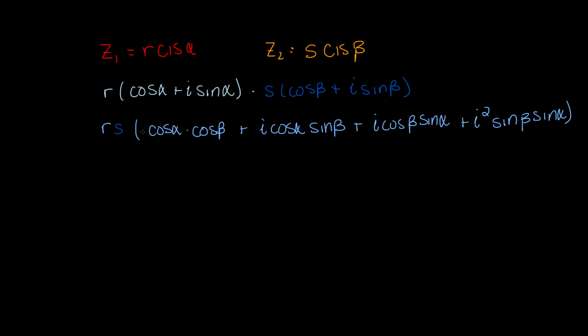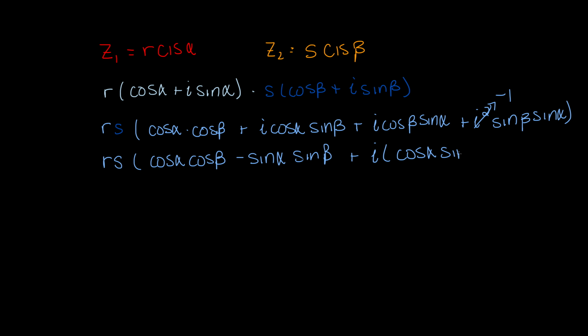So looking at this now, it looks like we have r times s cosine alpha cosine beta. Again, I'm just going to rearrange these. This is going to be a negative 1, so it's minus sine alpha sine beta. And then we have plus i, combining those two, cosine alpha sine beta plus cosine beta sine alpha. A lot of alphas and betas in there.